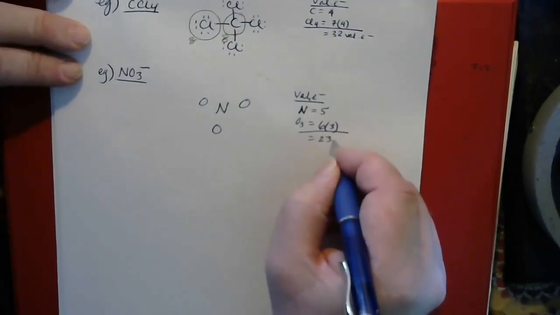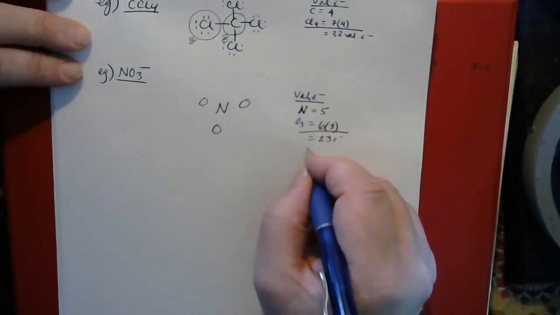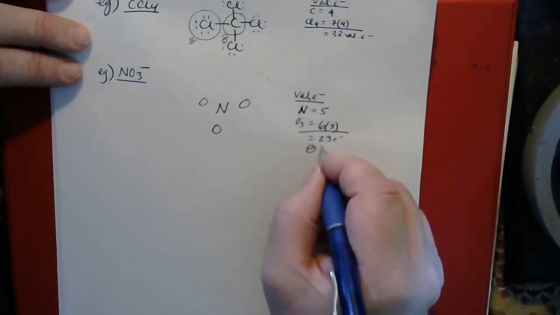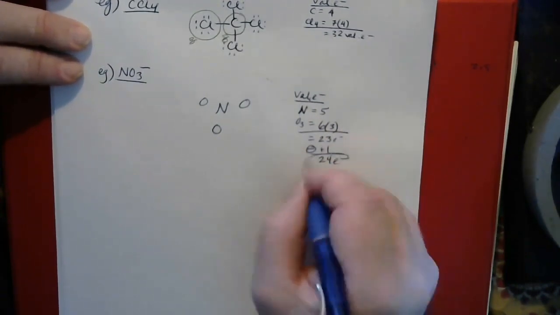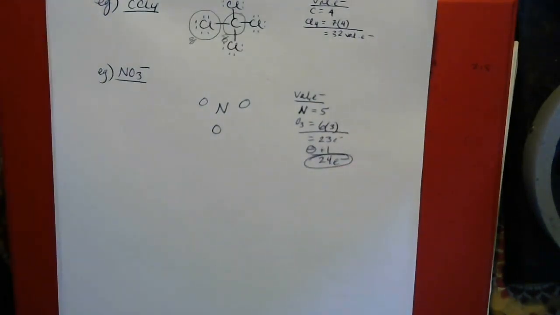Because I was going to say 23, wait, odd number? That's bizarre. Nope, it's because of the negative charge. That adds 1 electron to the structure and it ends up being 24. 24 electrons.